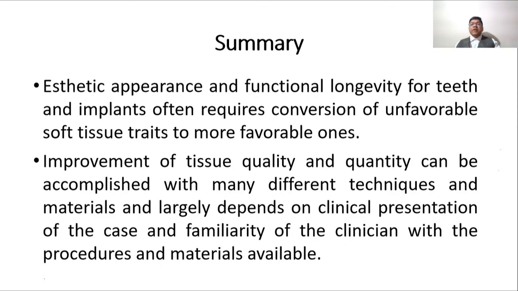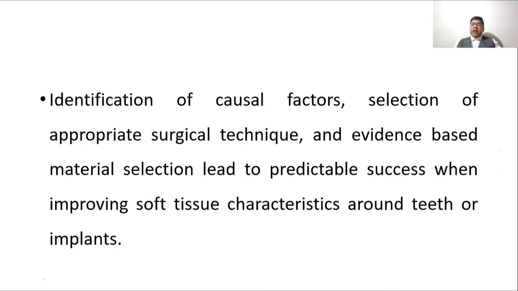To summarize, aesthetic appearance and functional longevity of teeth and implants often requires conversion of unfavorable soft tissue traits to more favorable ones. Improvement of tissue quality and quantity can be accomplished with many different techniques and materials and largely depends on clinical presentation of the case and familiarity of the clinician with the procedures and materials available. Identification of causal factors, selection of appropriate surgical technique, and evidence-based material selection lead to predictable success when improving soft tissue characteristics around teeth or implants.